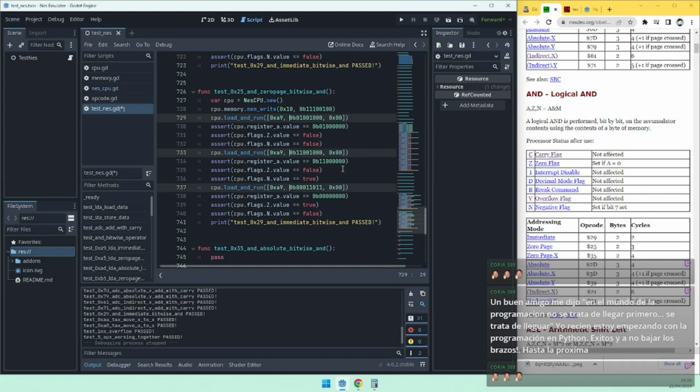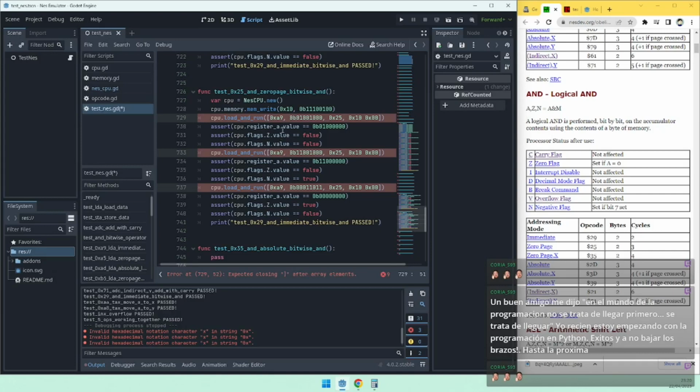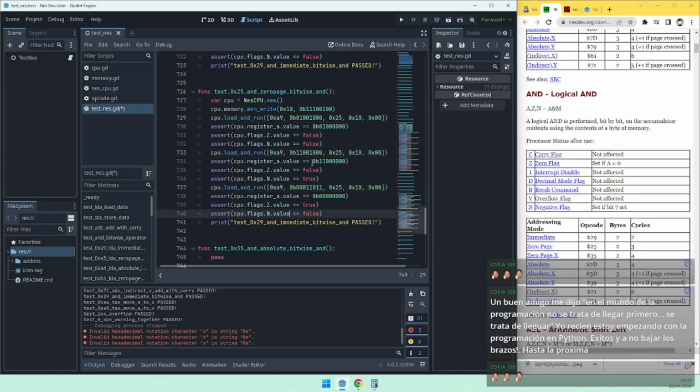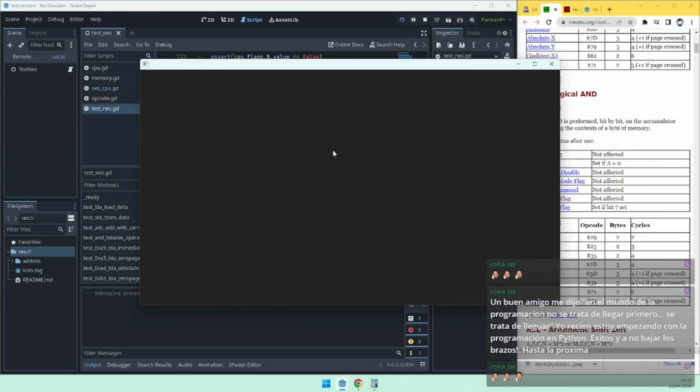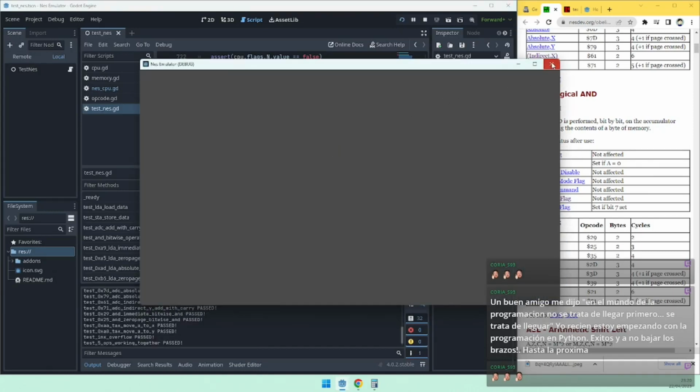So what I am going to load is what was the second operand, and now I am making an AND 0x25 to my magic memory address, which is 0x10, and forgetting a colon. This one should be done. Oh, it passes. Awesome.